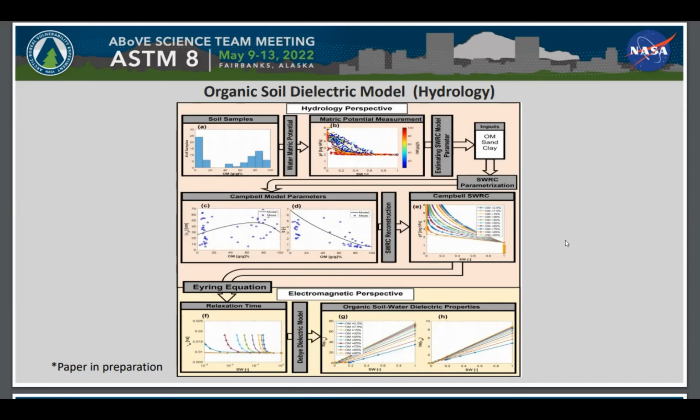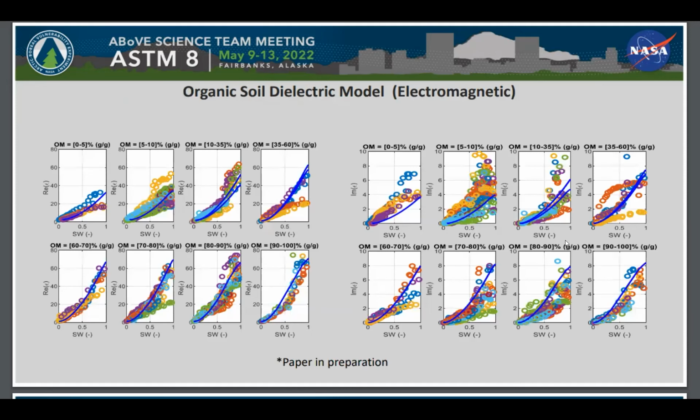So we use an approach that starts from the soil properties and predicts the soil water retention curve, and from there we can predict the organic soil water dielectric properties in the soil. We have done this through a joint measurement. We first measured the matrix potential, and once we characterize the soil water retention curve, then we have the water dielectric behavior in soil.